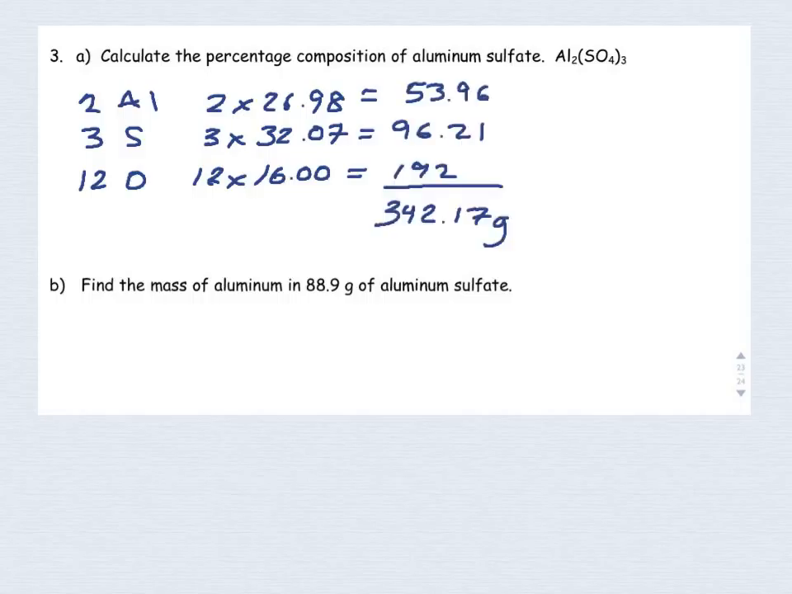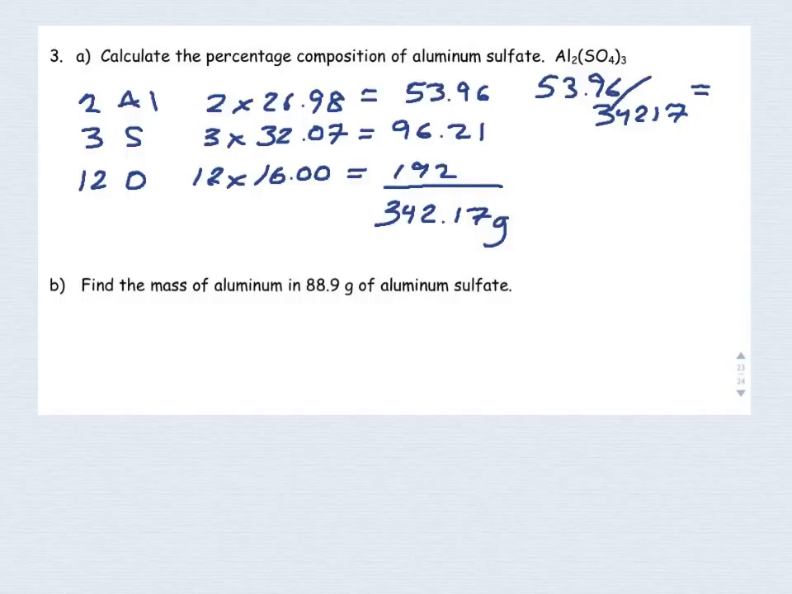Okay, so I add them all up. 2 aluminums, 3 sulfurs, and 12 oxygens. Do all the math, you should get 342.17. So now we have to find the percentages of each. So you take the component for each element and divide by the total. Gets a little bit messy in these close quarters here. Then you're going to convert each one into a percentage. So I'll do the first one with you live.